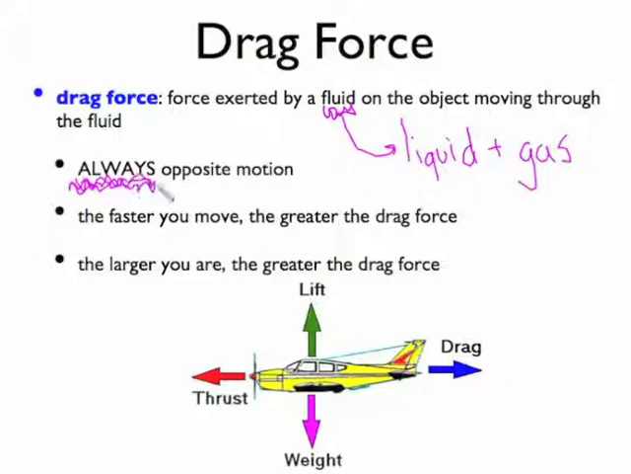Sometimes people call it air friction or water friction because you'll see that friction is also always opposite motion. The faster you move, the greater the drag force, and the larger you are, the greater the drag force. So if we have an airplane, this is going to have a lot larger drag force than a bug or something because this airplane is much bigger and it's also moving much faster.